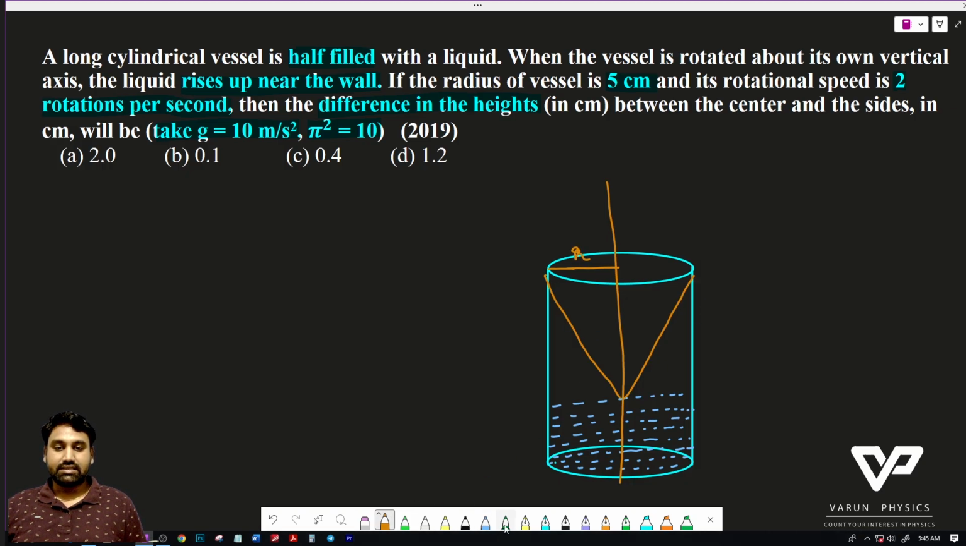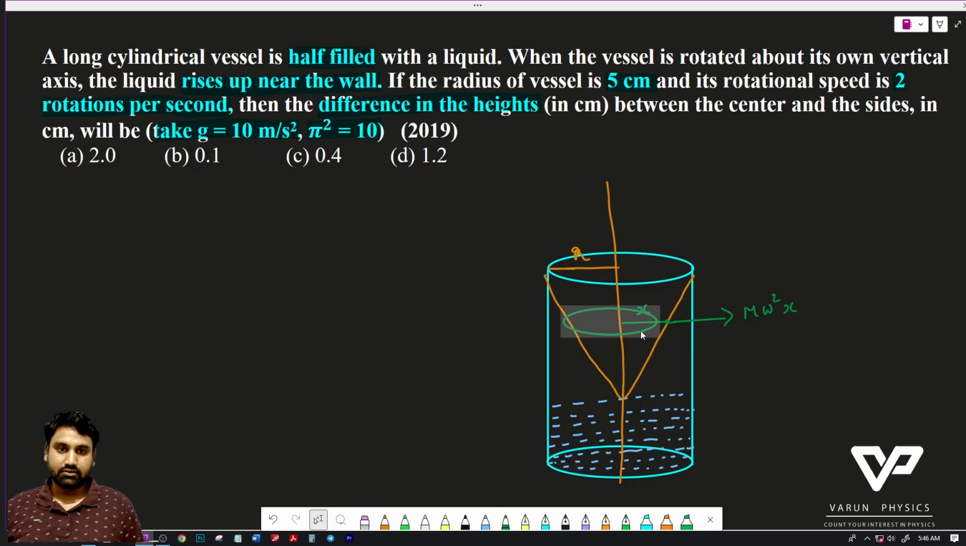Now generally this force is due to a centrifugal force or a centripetal force. Am I right? Generally, if this is a point where I'm calculating the things, at a distance x, then at this point I have a centripetal or centrifugal force given by m omega square x, which is actually covering a small area here. Okay, so this is the thing.